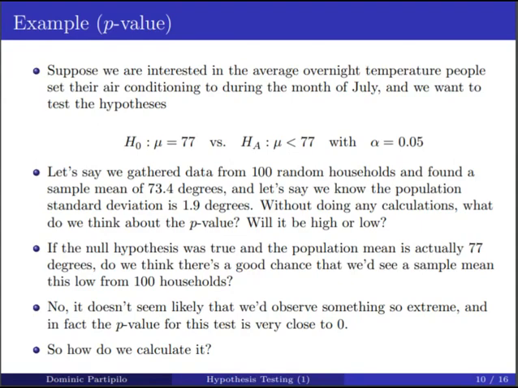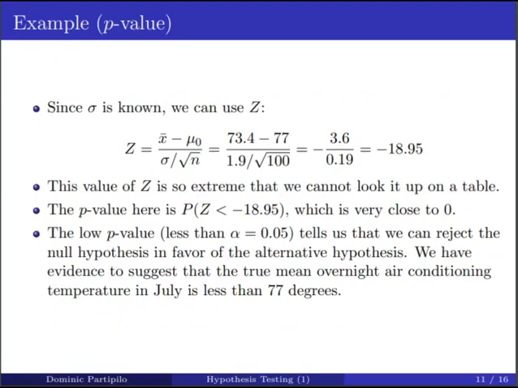So let's actually do the calculation here. Since our population standard deviation sigma is known and our sample size is greater than 30, we can apply the central limit theorem and we can use z. Remember, to calculate z, we standardize our sample mean: subtract the hypothesized mean, which was 77, and then divide by sigma over the square root of n, just like we've done before. So this is 73.4 minus 77 divided by 1.9 over the square root of 100, which gives us negative 3.6 over 0.19, which is negative 18.95.